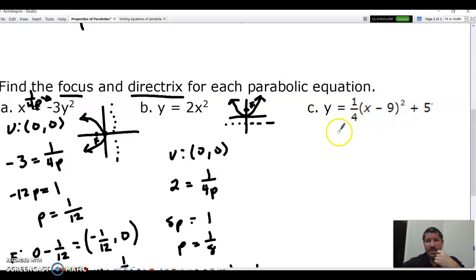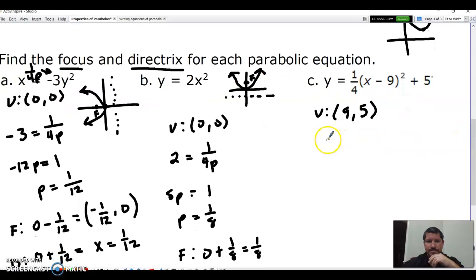Alright, so continuing, so y equals positive, so this is going to open up with a vertex at 9, 5. So it's going to be like here and opening up like this. So the vertex is at 9, 5. In this case, 1/4 is equal to 1 over 4p. That's kind of nice because these are the same. To keep the 4, that means p must be equal to 1.